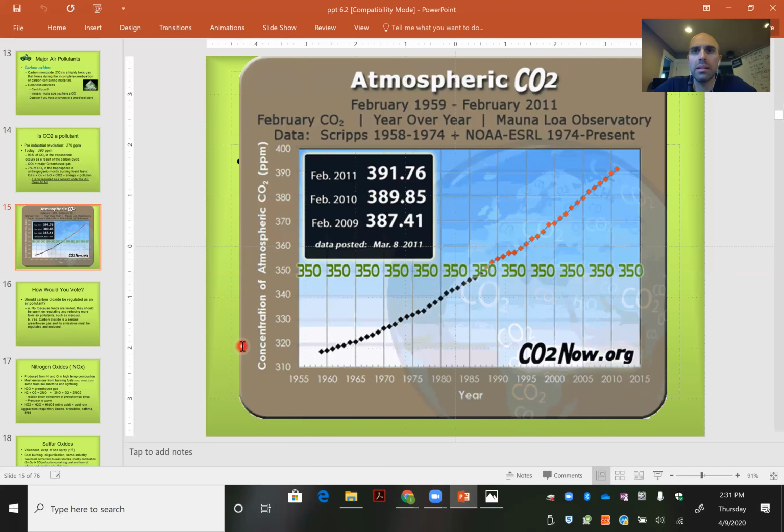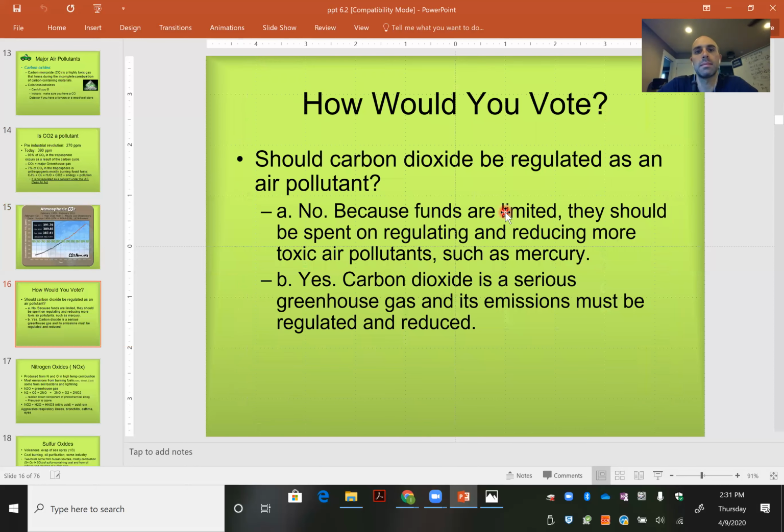Continuing to move on, we see the atmospheric CO2 graph. As the years progress, CO2 is on the rise. It is going right on up. So how would you vote? Question: should carbon dioxide be regulated as an air pollutant? Maybe you say no, right? Because funds are limited. They should be spent on regulating and reducing more toxic air pollutants, such as mercury, lead, the heavy metals, right? Maybe you say yes. Carbon dioxide is a serious greenhouse gas, and its emissions must be regulated and reduced.